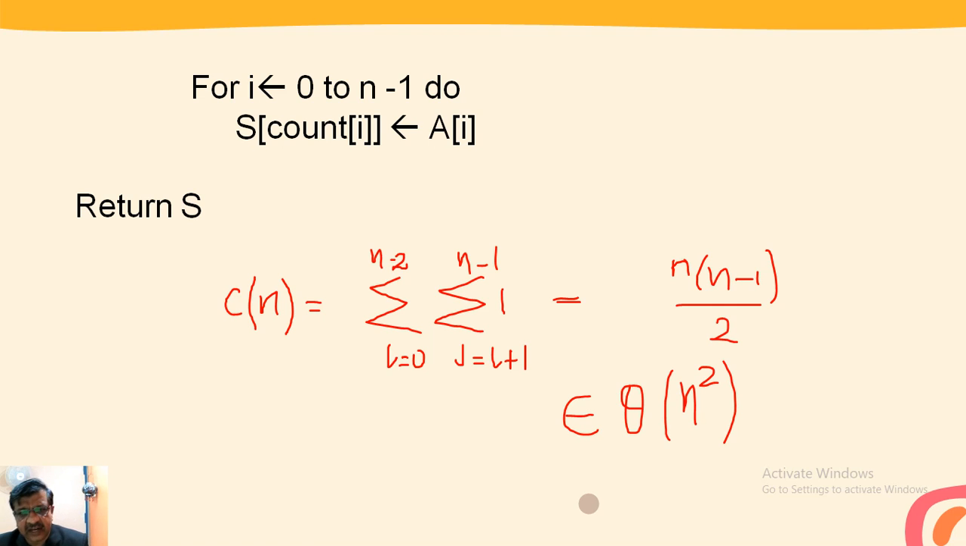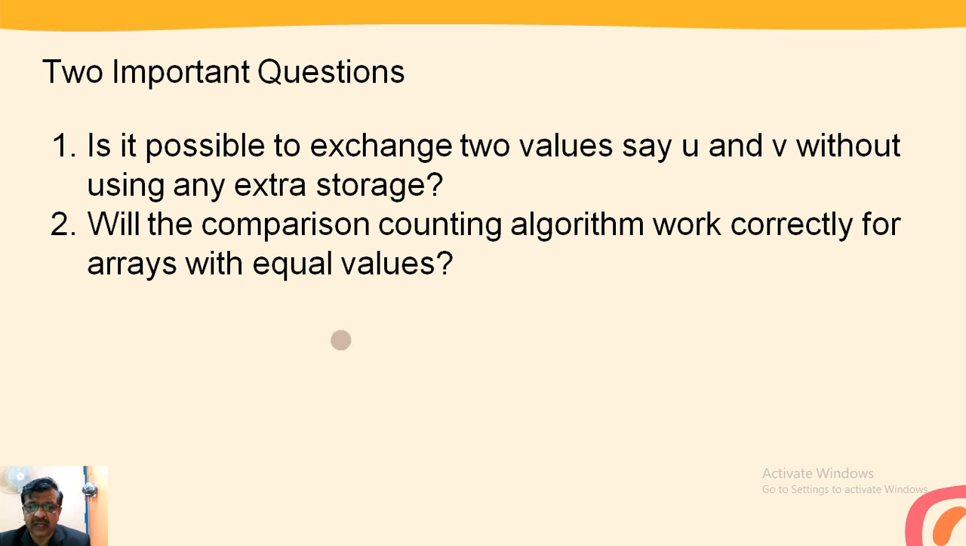Of course, sorting happened immediately because we just placed elements from the original array into the positions that are shown by the count array. And these positions happen to be the positions of these original elements in the sorted array. There are two important questions that are to be answered. Is it possible to exchange two values, say u and v, without using extra storage?